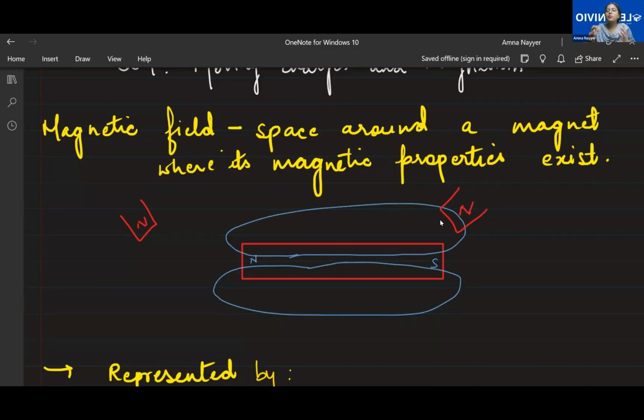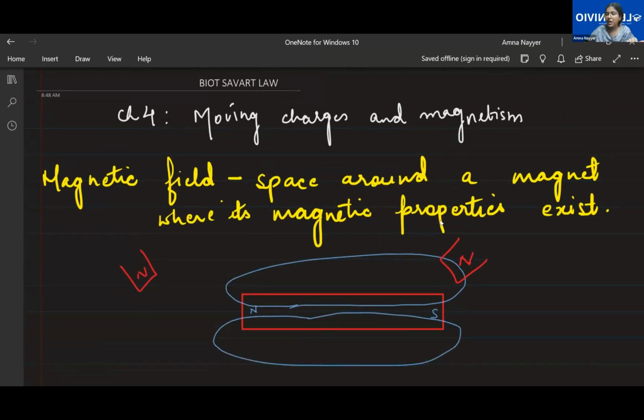So what is a magnetic field? It's basically the space around a magnet where you can experience all the magnetic properties. So in the first two chapters, we saw how charge was static, current wasn't there. Then when the charge started flowing, we talked about current electricity. Now, when the current is produced, it will lead to magnetism. That's why this sequence is this.